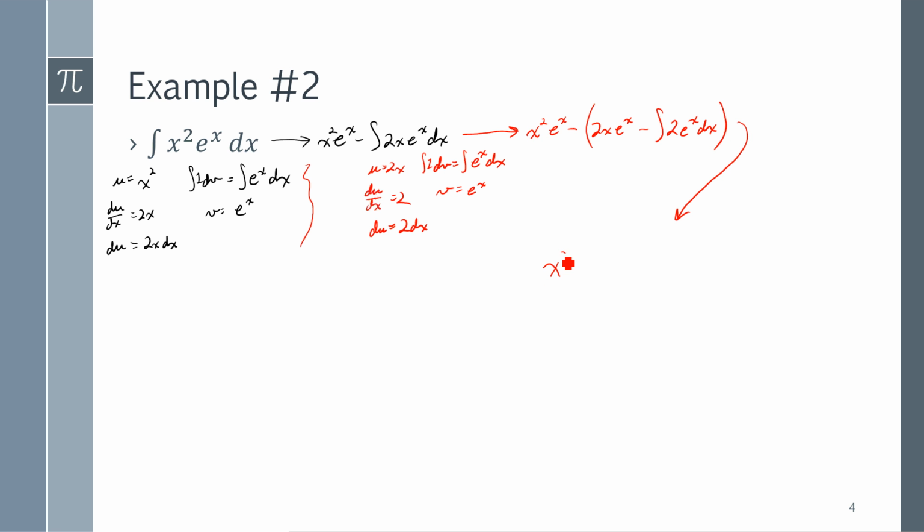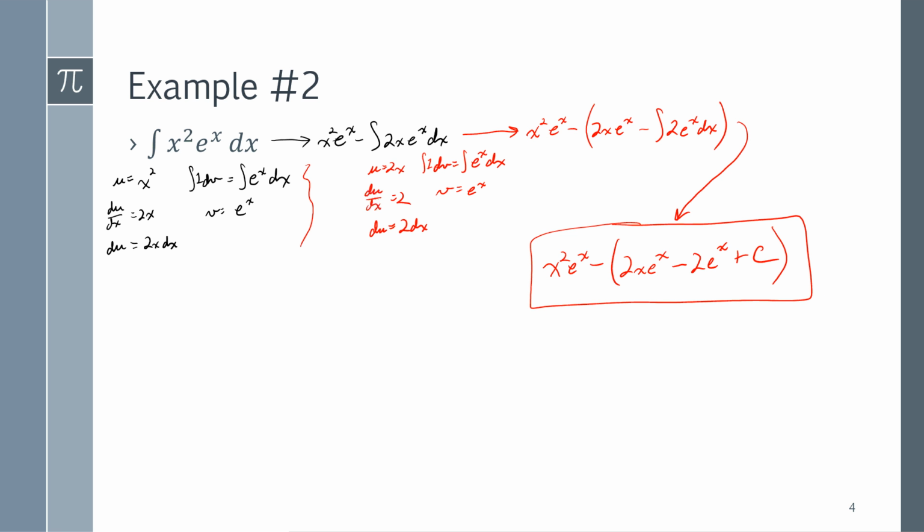So I've got x squared e to the x from my first integration by parts minus the quantity 2x e to the x minus 2e to the x plus c. And here is my antiderivative.